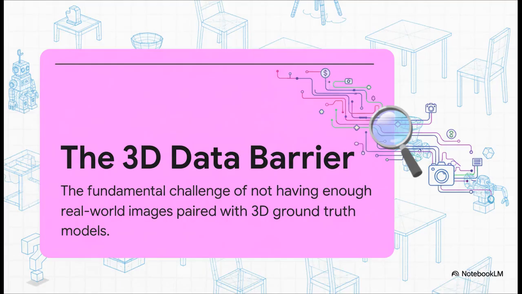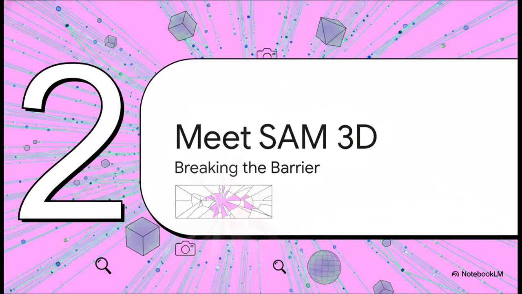So why has it been so hard? Well, it all boils down to one giant roadblock, the 3D data barrier. See, to train a powerful AI, you need data, a ton of data. But in this case, you need something that barely exists, a massive library of real-world photos that are perfectly matched up with super high-quality 3D models. That data bottleneck has been a total showstopper for the entire field. But now, a new model has found a seriously clever way to just smash right through that barrier.